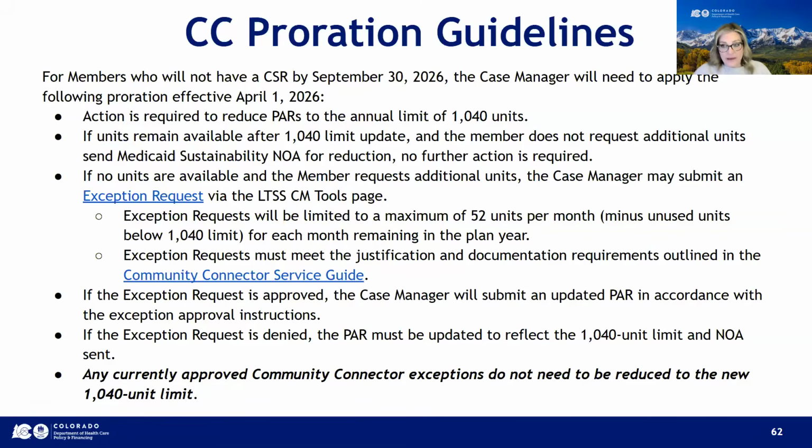If units do not remain or the member requests above 1,040, the case manager must submit an exceptions request. Exceptions will be limited to a maximum of 52 units per month for the remainder of the service plan year. This is a prorated amount of 5% of the new cap. If an exception is denied, you must send the Medicaid Sustainability Notice of Action for those cases.